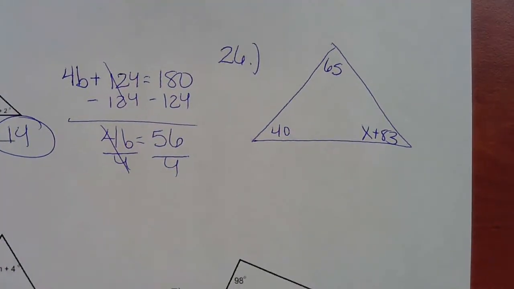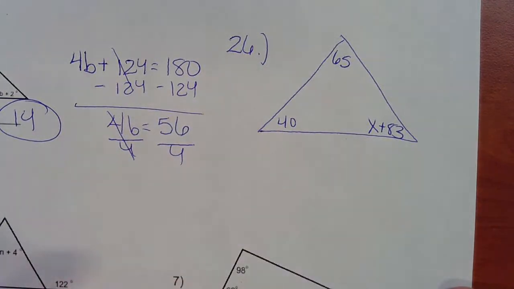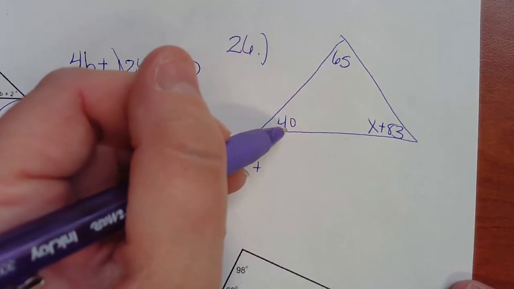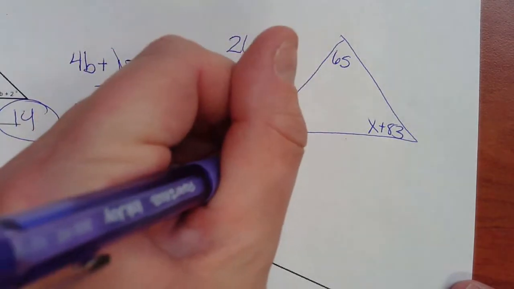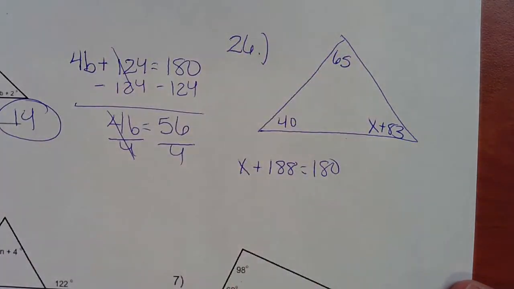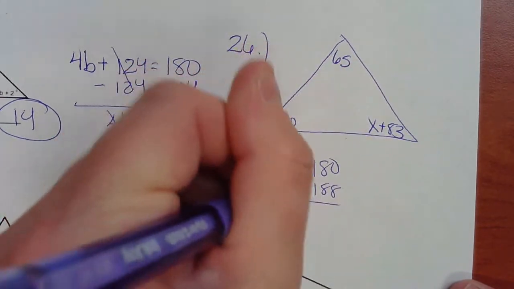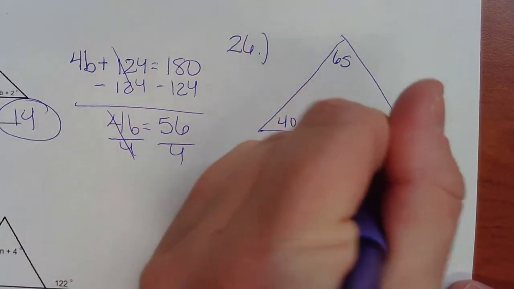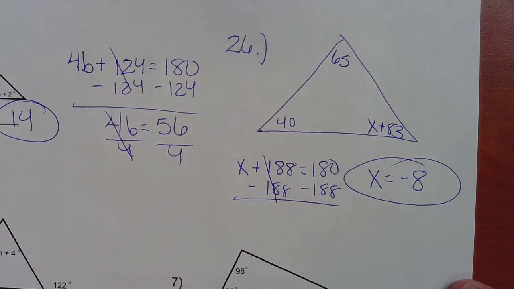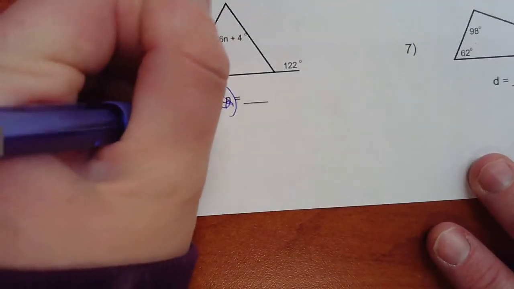So to solve for x, because these are in the interior, you would add them all together and set it equal to 180. So you'd have x plus 188 equals 180. And then you would subtract 188. And again, you would think you're wrong because you get a negative. But it's okay because you can have negative variables. You can't have negative degrees. So this is actually x equals negative 8.